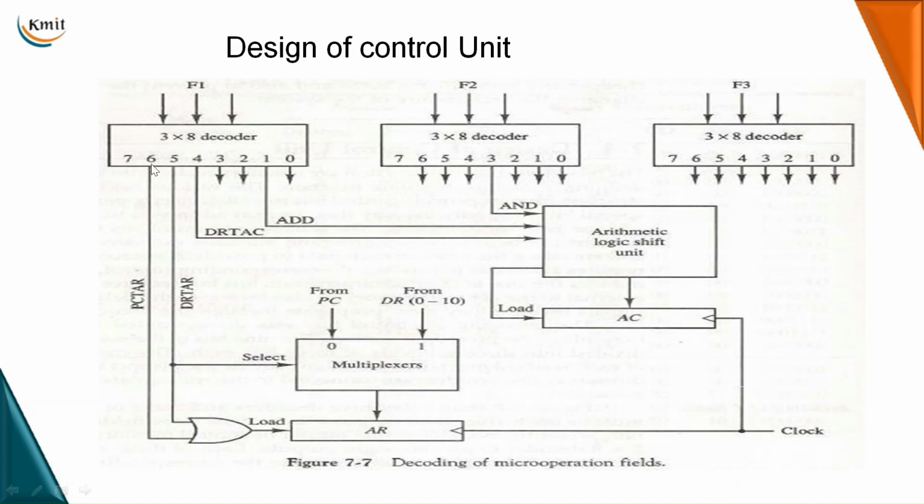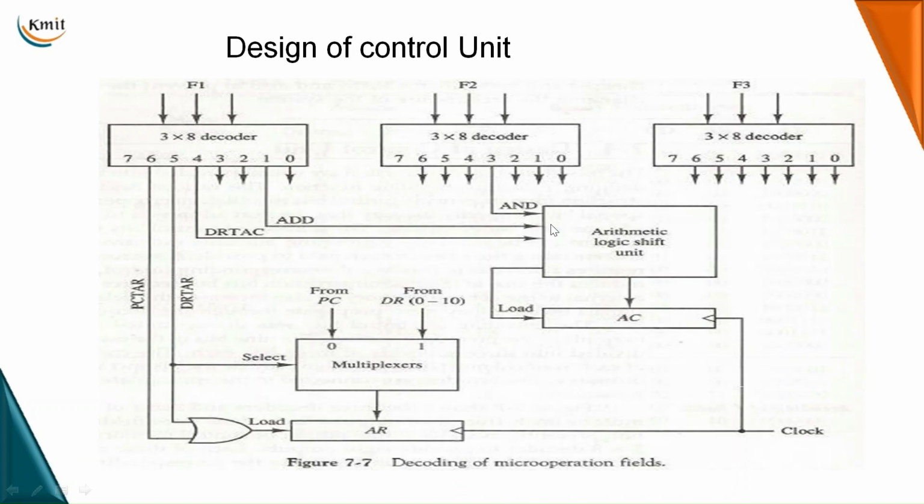Similarly, if you see the 6 output, it is PC to AR, the program counter to the address register. The contents of the program counter are transferred to the address register. From the PC, through the multiplexer, the contents of PC are transferred to the address register by enabling the load input of the address register. So this is how these micro operations will be performed by designing your control unit in such a way that the micro operations are being performed.